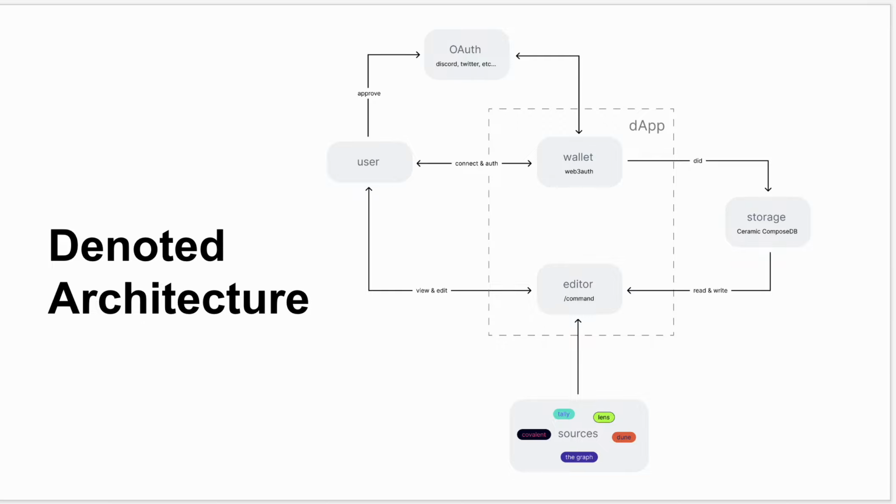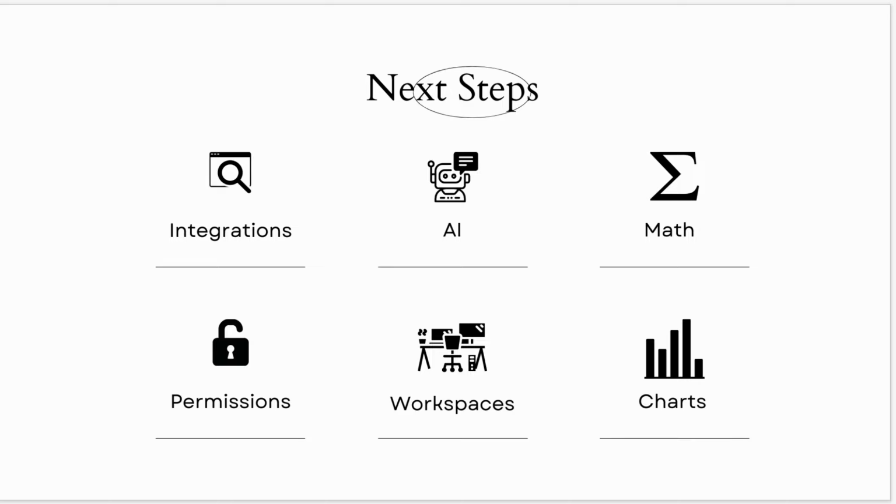During this hackathon, we managed to lay the foundation for what a knowledge management editor for visualizing on-chain data could look like. For the future, we're excited about the possibility of further expanding this project. The next steps would be to expand upon the features of Denoted, such as adding further integrations, APIs, and maybe even permission-based workspaces. It could also mean expanding on functionalities, such as AI, mathematical operations, and charts.